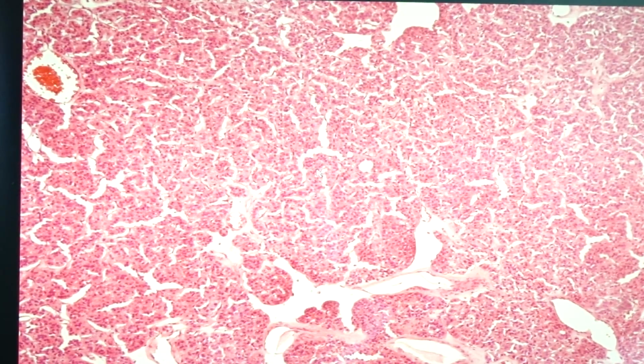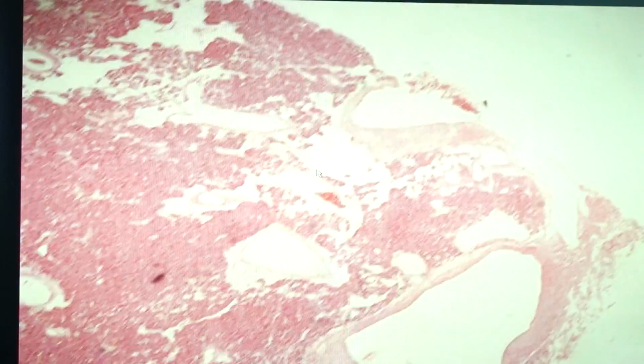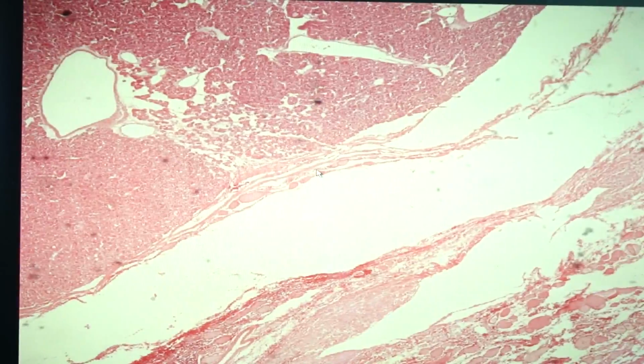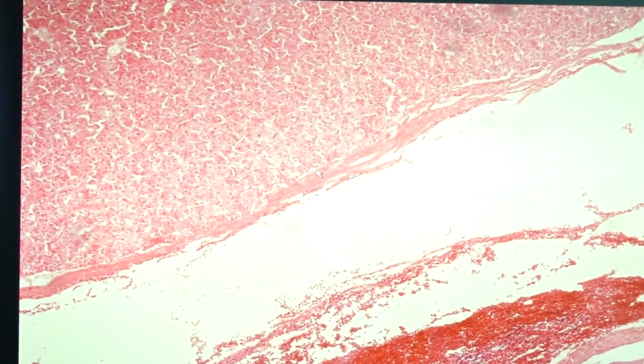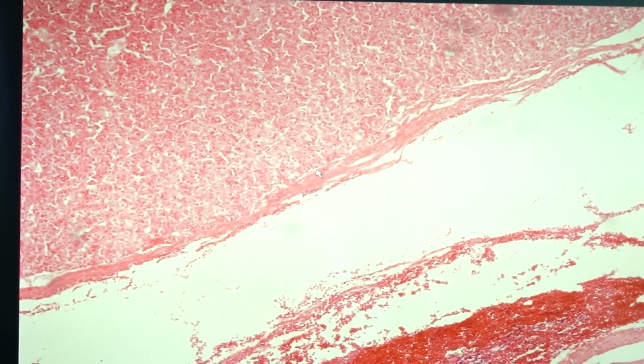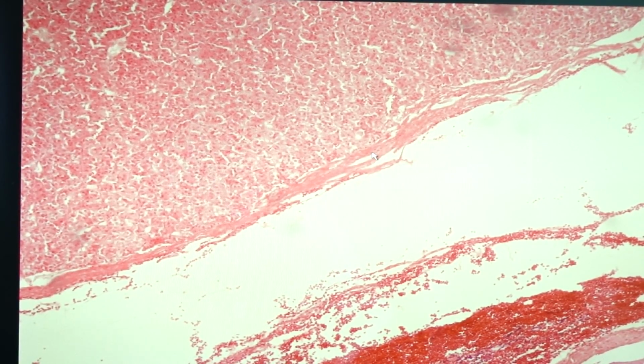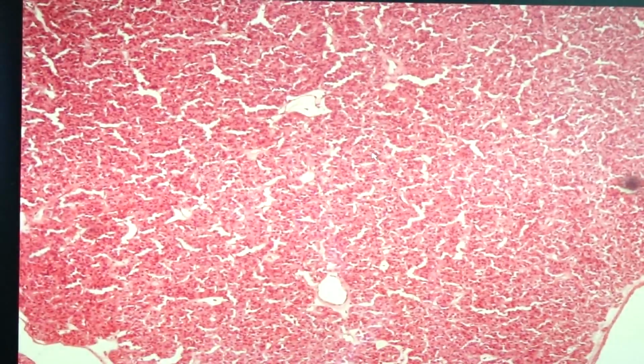Follicular adenoma is a nodule that would be benign. It's encapsulated, so we always would check for the presence of the capsule. Like in this case, you have a capsule, and it would be composed of follicles that are lined by thyrocytes. So you see here the presence of normal looking thyrocytes.